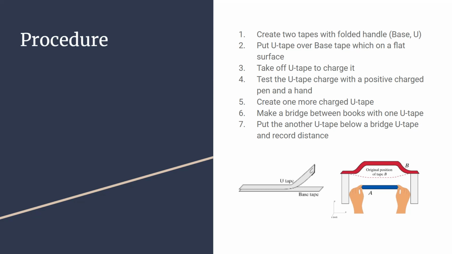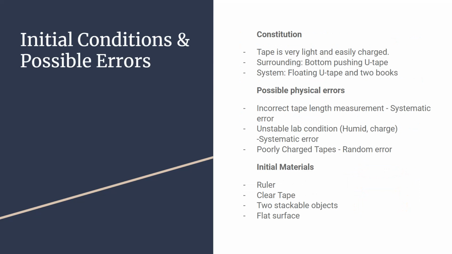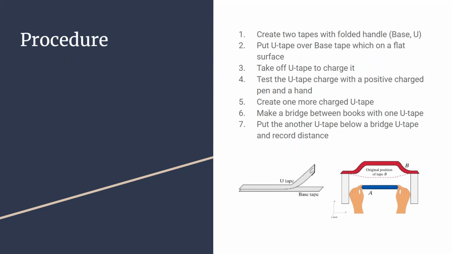To make the lab model, I prepared these initial materials: a ruler, clear tape, two stackable objects, in my case books, and a flat surface. I started by creating two tapes with a folded handle, a base tape and a U tape. I put the U tape over the base tape on the flat surface, and I took off the U tape to charge it, and I tested the U tape charge with a positively charged pen and my hand.